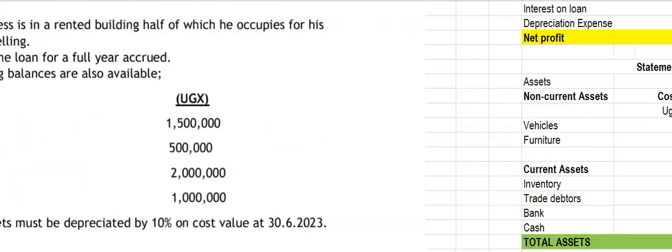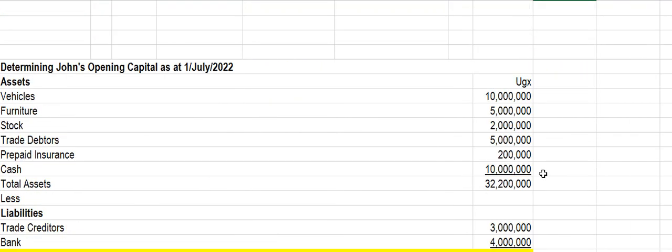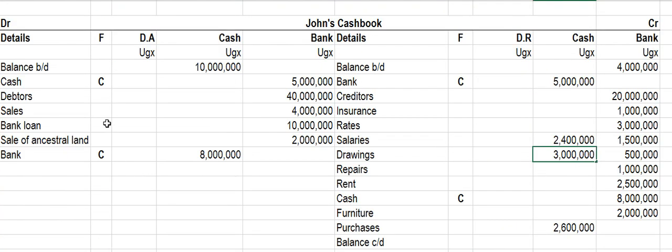Since I'm using a 3-column cash book because of the discounts, I can also enter these discounts. On the payment of the debtors there was a discount of 500, so I can also enter that. When the debtors are paying, we allow the discount to them of around 500,000. So on the debit discount allowed column, you put that 500,000.